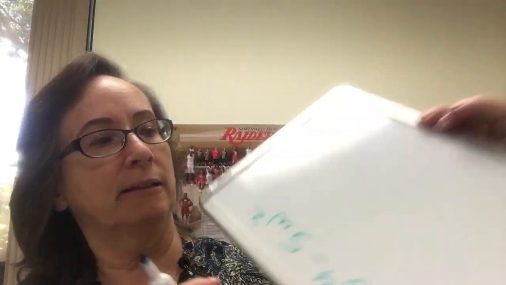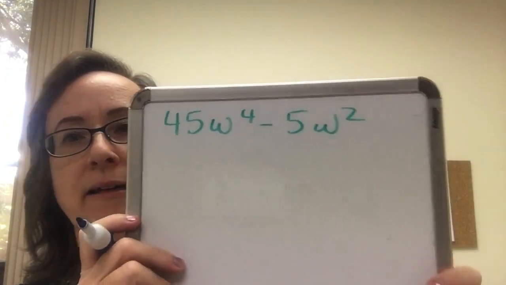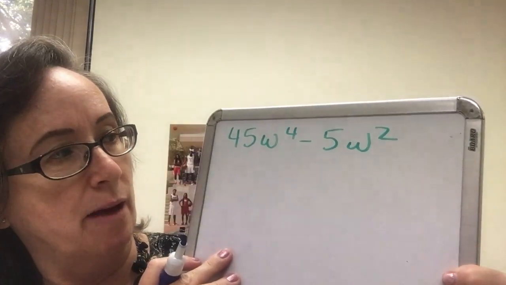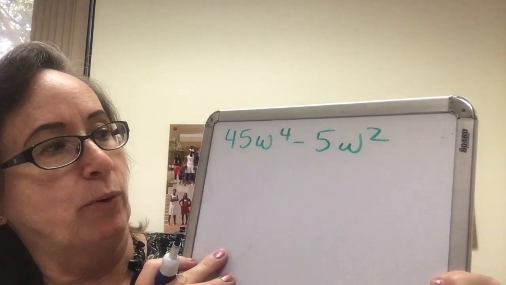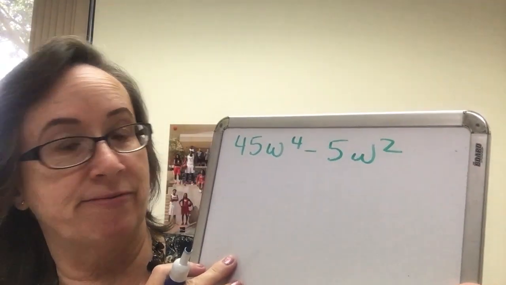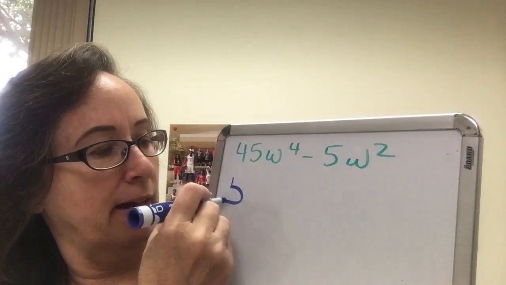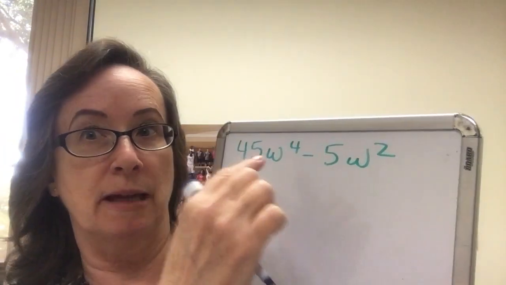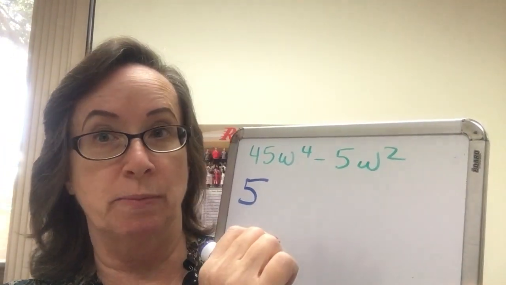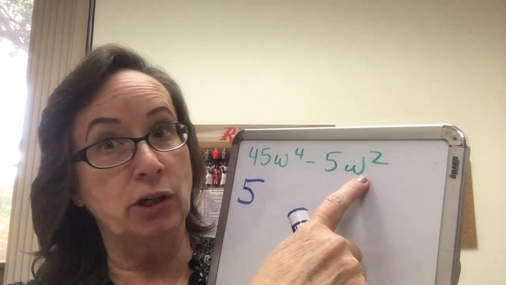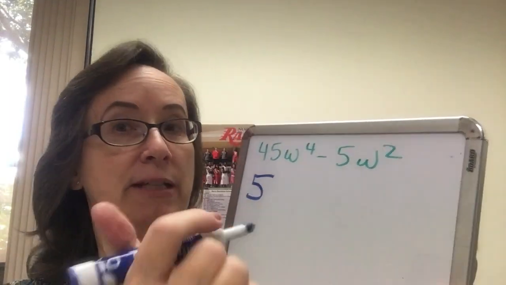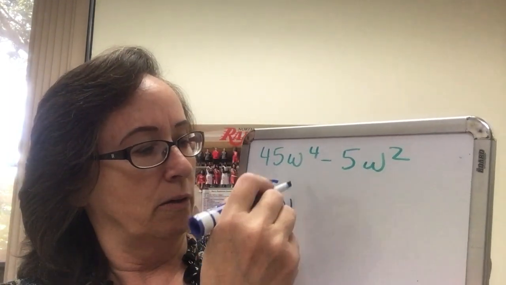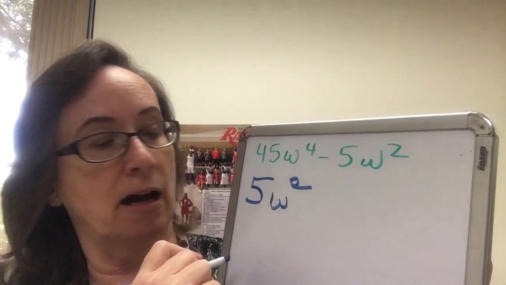So the next one is also factoring out a greatest common factor. And 45 and 5 both have a 5 in common. So I'm going to pull out the 5. And this, remember, w to the fourth is 4 w's multiplied together. And this one is only 2 w's multiplied together, so they have a w squared, or w to the second, in common.